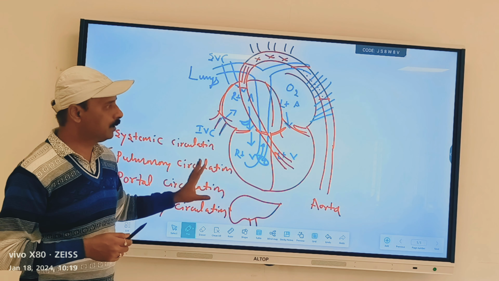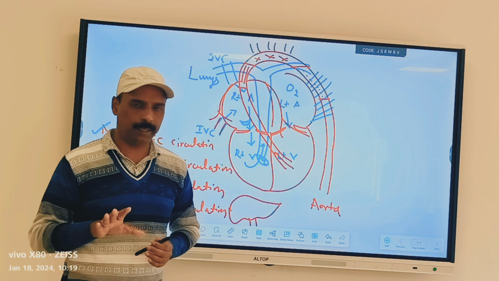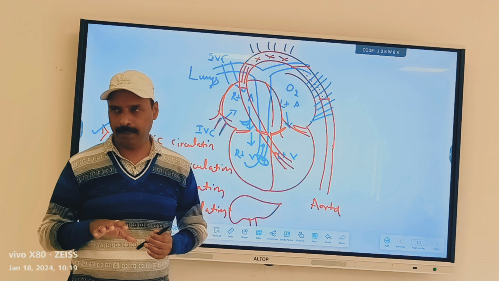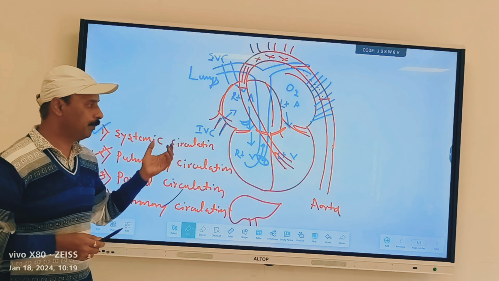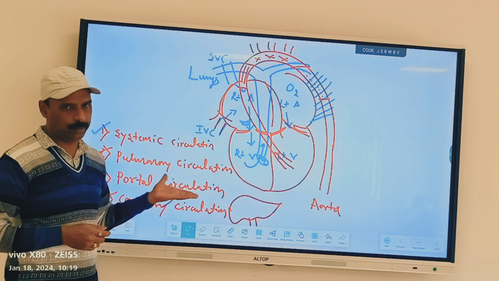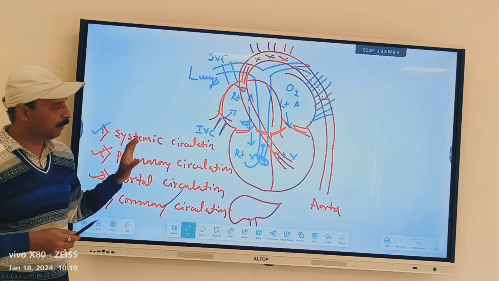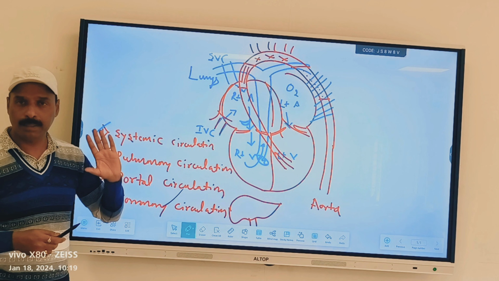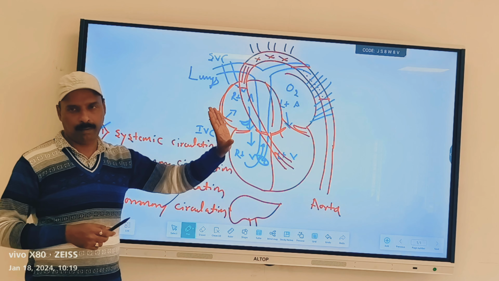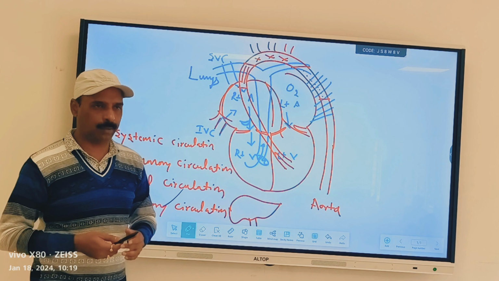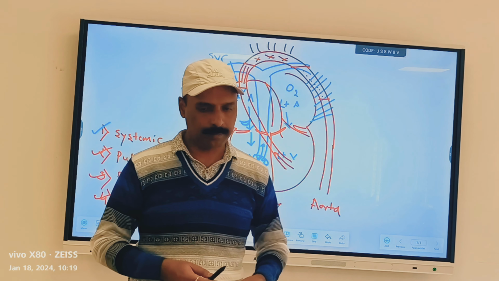So this is what you have to remember about the basic introductory part of the cardiovascular system, and the sub circulations we have. This is today's lecture, which gives you the idea about the different circulations, and that relates to the heart, or what we call the systemic circulation. Is it clear? So these are the points right now.